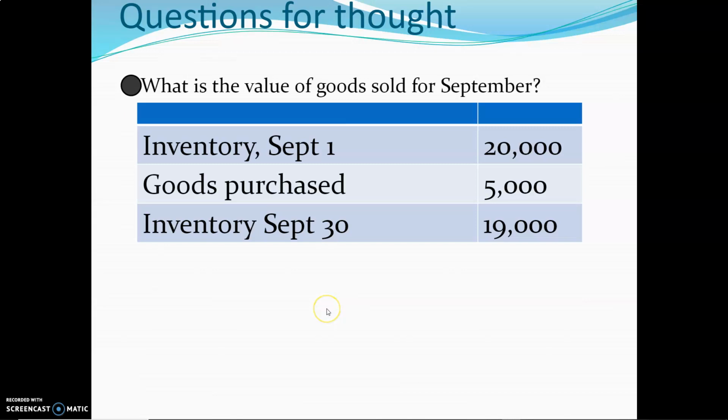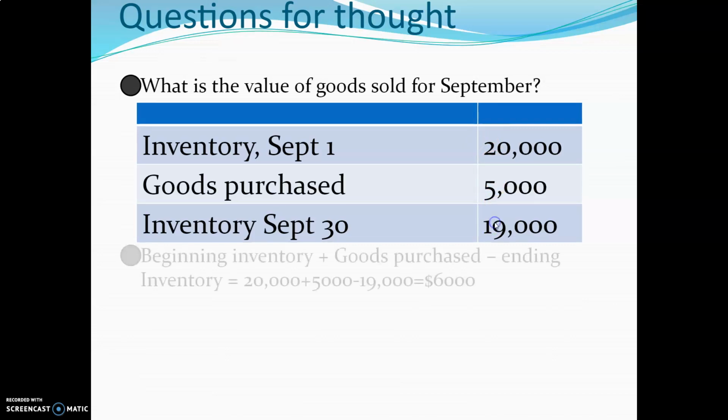All right, let's kick this off with a quick little question for thought and review. What is the value of goods sold for September? Well, we've got September 1st, we have starting inventory of 20,000, goods purchased 5,000, and ending inventory 19,000. Pause video and try and do this on your own. 20 plus 5 is 25 minus 19 will end up being cost of goods sold of 6,000.